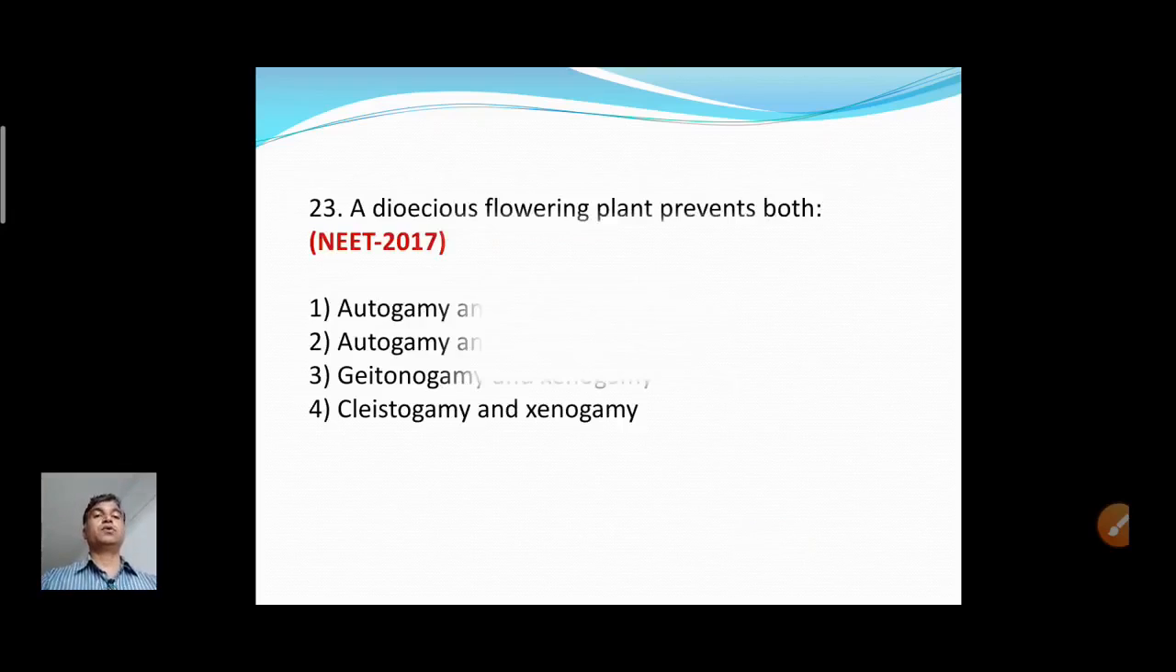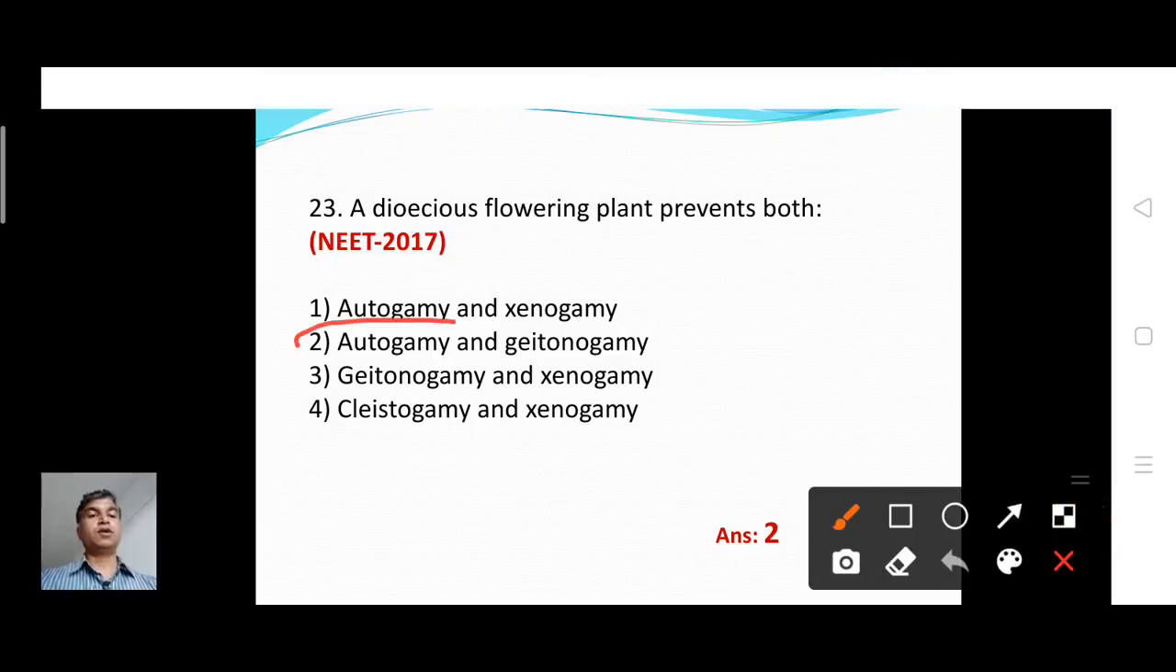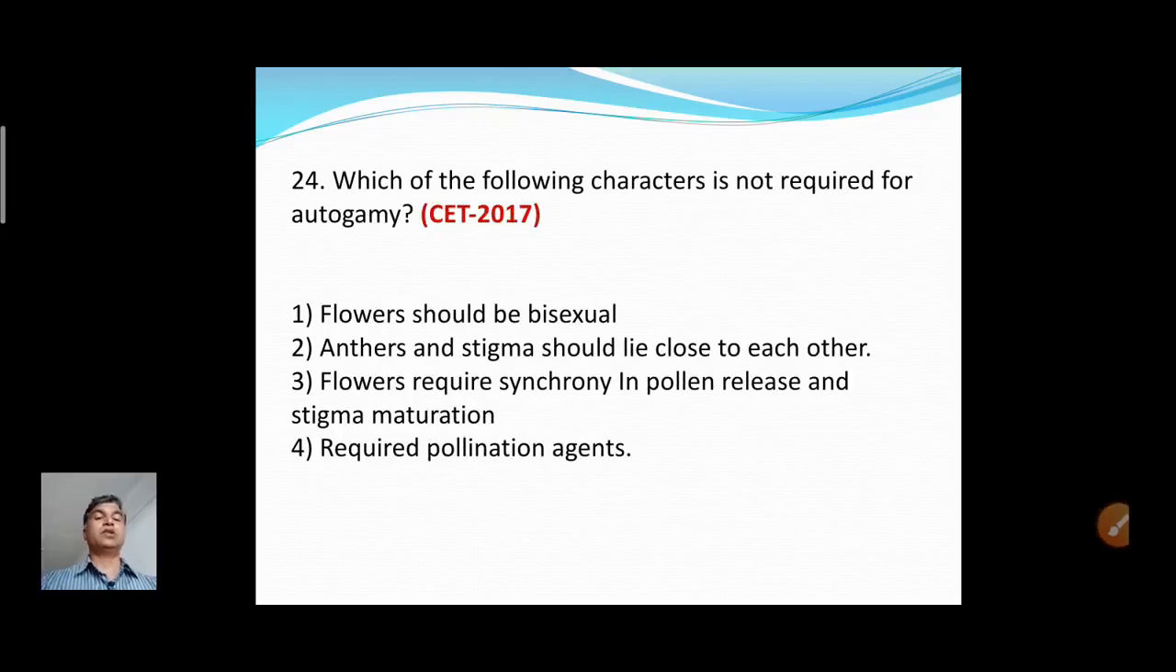Question number 23. A dioecious flowering plant prevents both. Sorry, the questions are repeated. A dioecious plant prevents both in theory. Just 5 questions back we had discussed it. So the answer is straight away autogamy and geitonogamy, answer 1. A dioecious plant means this is a male plant and this is a female plant. In this, neither autogamy nor geitonogamy happens; here xenogamy has to happen. So this is the 23rd question, and the answer is the first one.